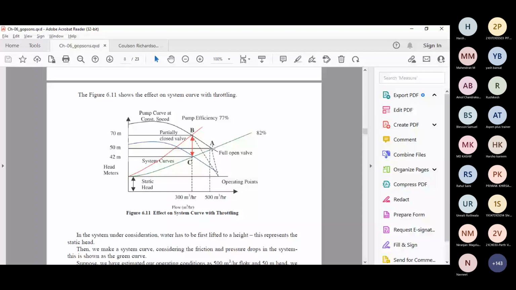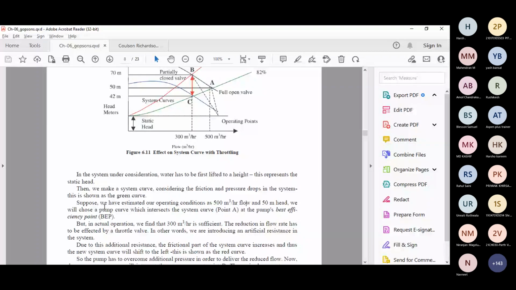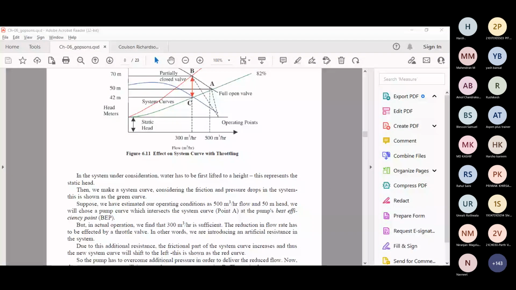So now what happens? Now we will choose a pump which intersects the system curve at point A at the best efficiency point, right? But in actual operation, we came to know that 300 meter cube per hour is sufficient. Now we are saying that we don't require 500 meter cube per hour, we just require 300 meter cube per hour. So now what will happen? Simple question is, if you want to reduce your flow rate, what will you do?